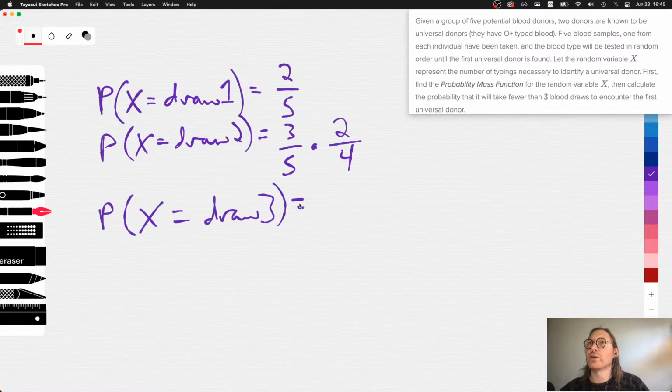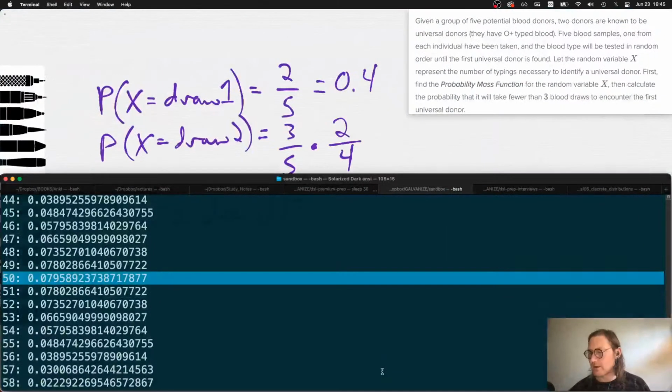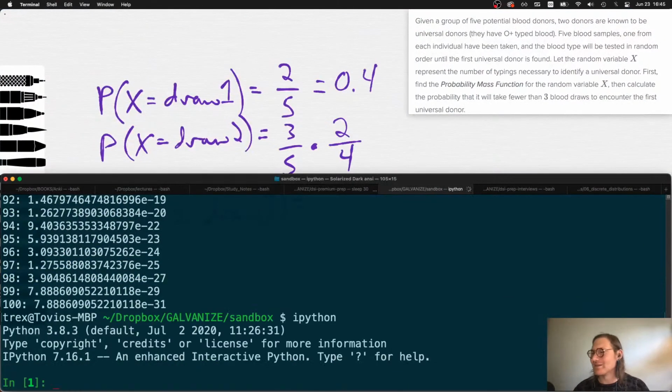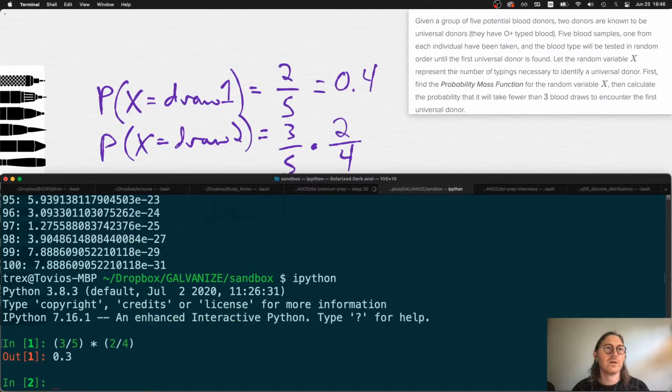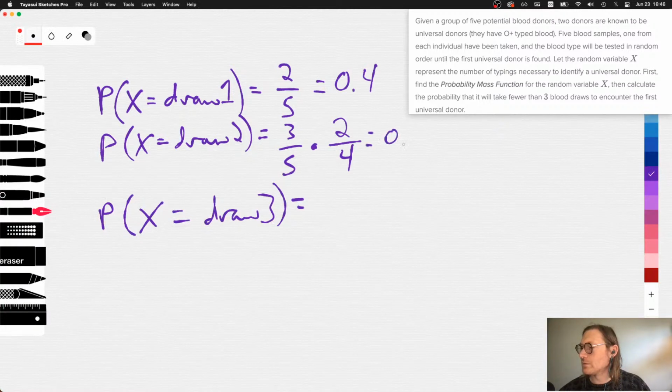Because I think that's what we're looking for. It will take fewer than 3 blood draws. Oh, well, in that case, that's just going to be 2 out of 5, which is 0.4, right? 0.4. And 3 out of 5 times, oh, I should just be able to do that in my head, but I'm afraid I can't. Let me just do this. So let's do 3 out of 5 multiplied by 2 out of 4, and that is going to be 0.3, right?